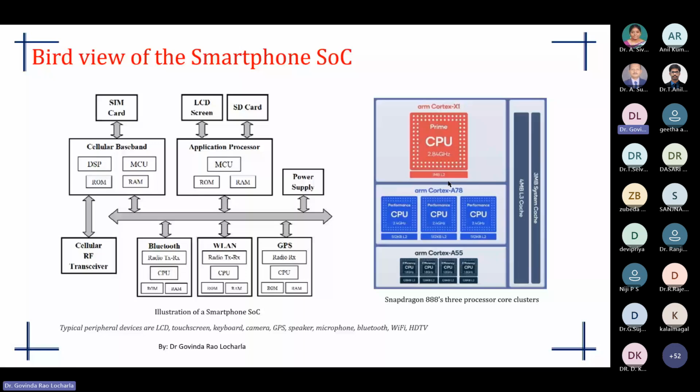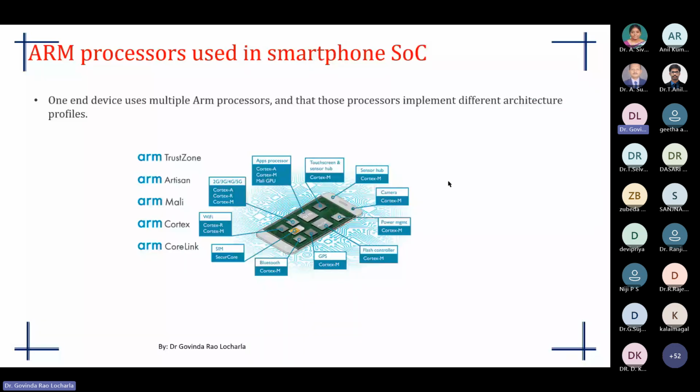This slide is also illustrating the usage of various processors inside the smartphone. This is the apps processor, this is for touchscreen and sensor hub, and this is for camera. This is for power management and flash controller, Bluetooth, SIM, Wi-Fi, etc. So a system on chip involves so many processors for different applications.